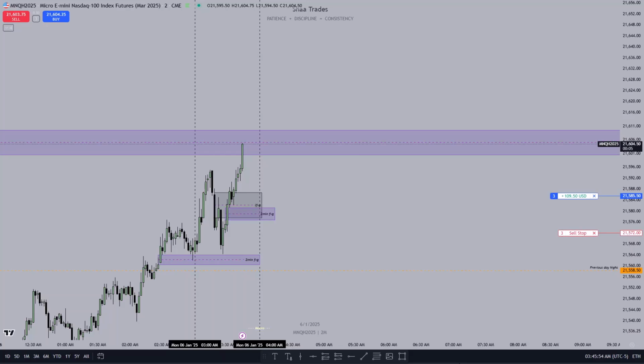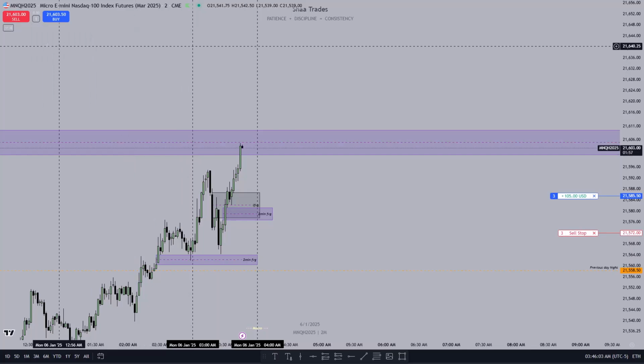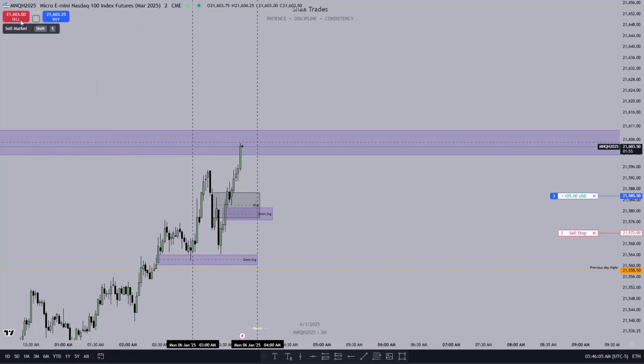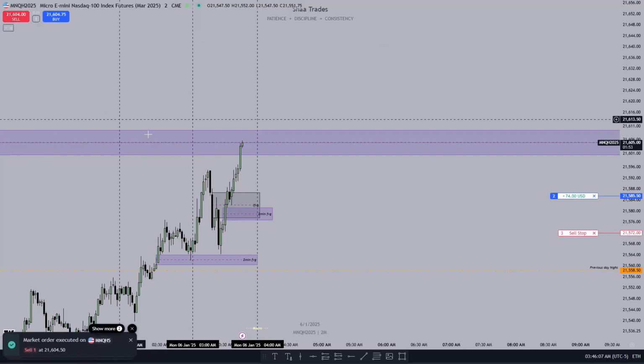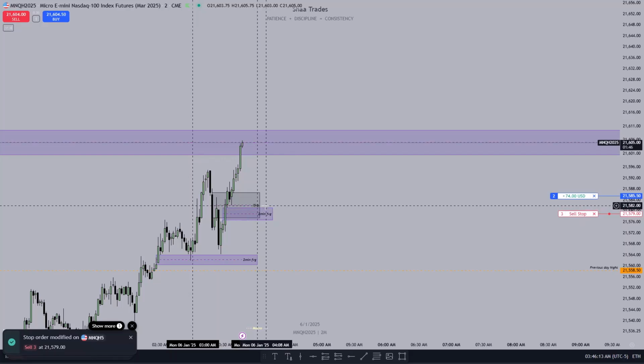Right now I might lock in one. I'll take off something here. I've already taken a loss, so I'm going to sell one here, and I'm going to reduce my stop loss to about there.